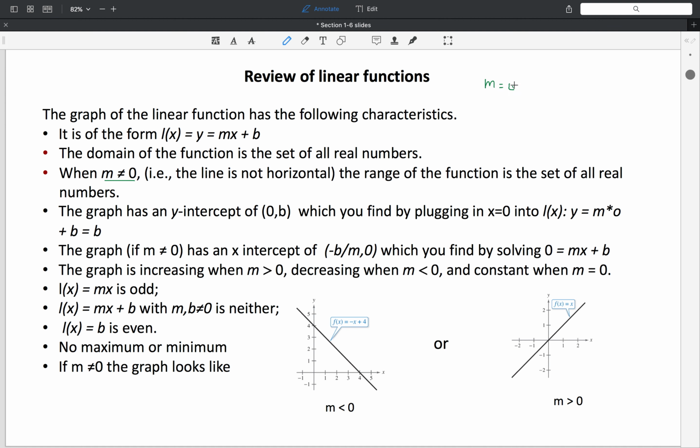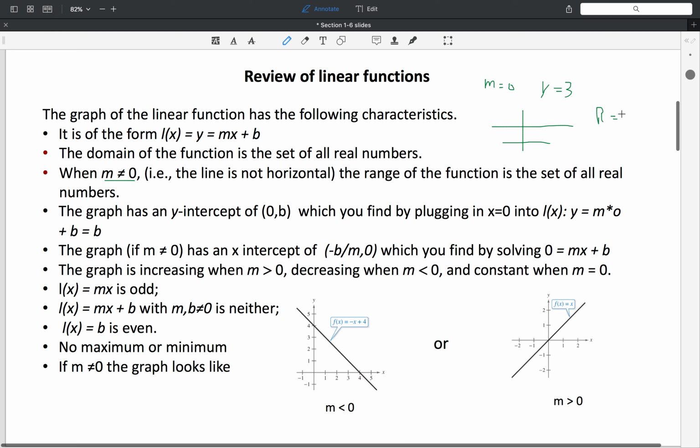So let's say we have an example like y is equal to 3. Then the line looks like this. It's going to be the line y equals 3. And you see that the range is just going to be equal to that point 3. That's all we're going to get. That's all the range is going to be.